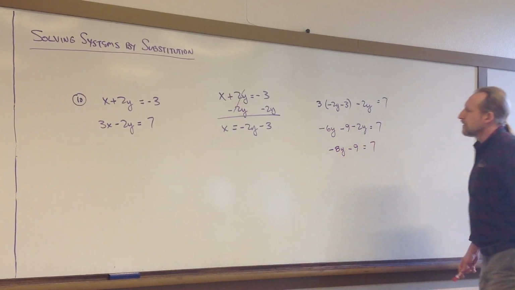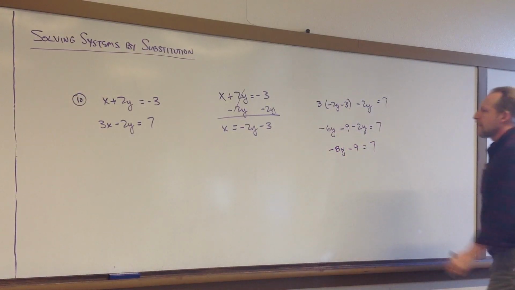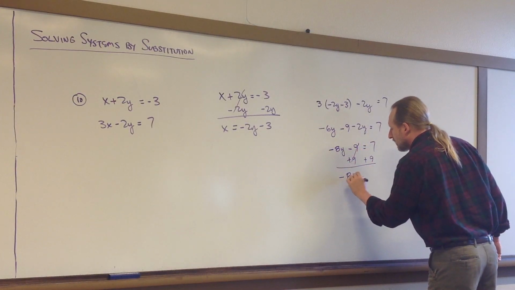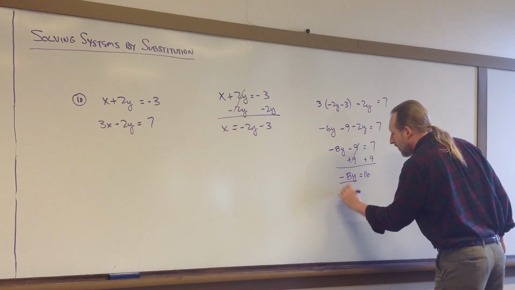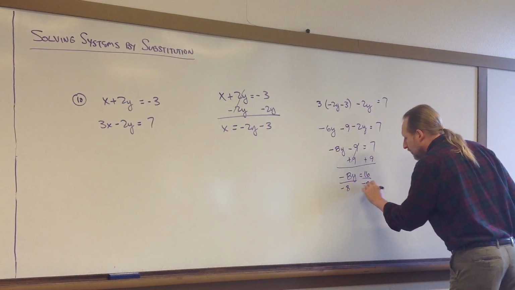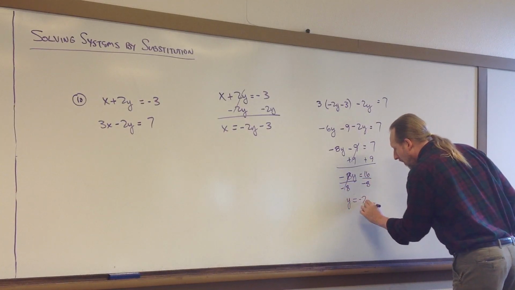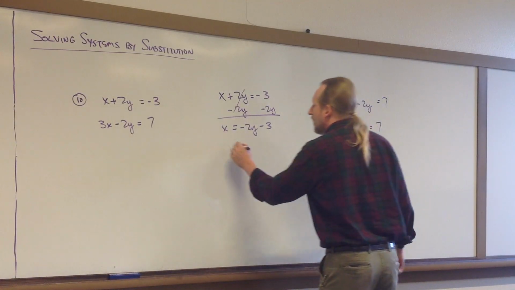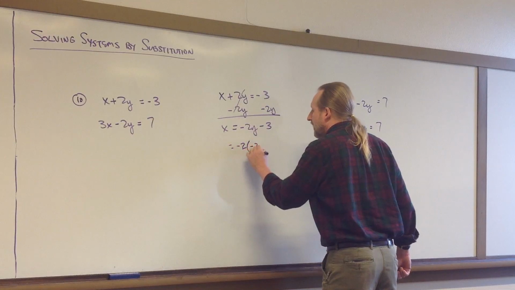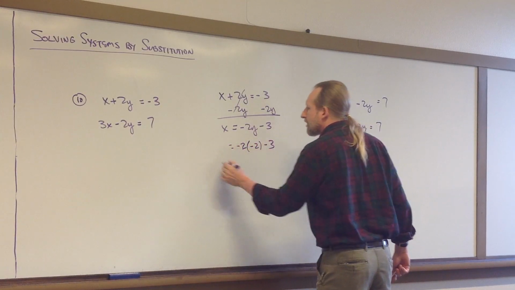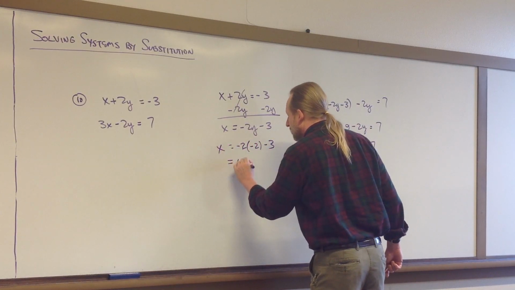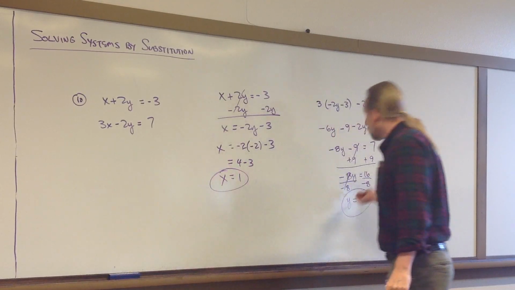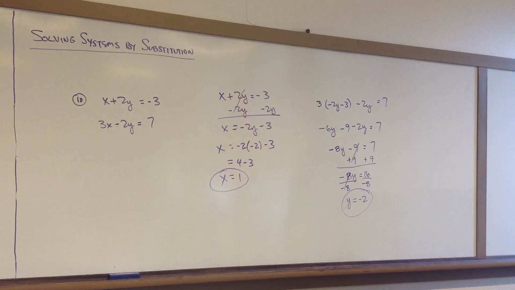Combine those like terms to make negative 8y. And then we'll add 9 to both sides. Negative 8y is 16. And so y will be negative 2. And then, let's see, we'll plug it in right here. It doesn't matter where we plug it in. So that's going to be 4 minus 3, which is 1. So x is 1, y equals negative 2.